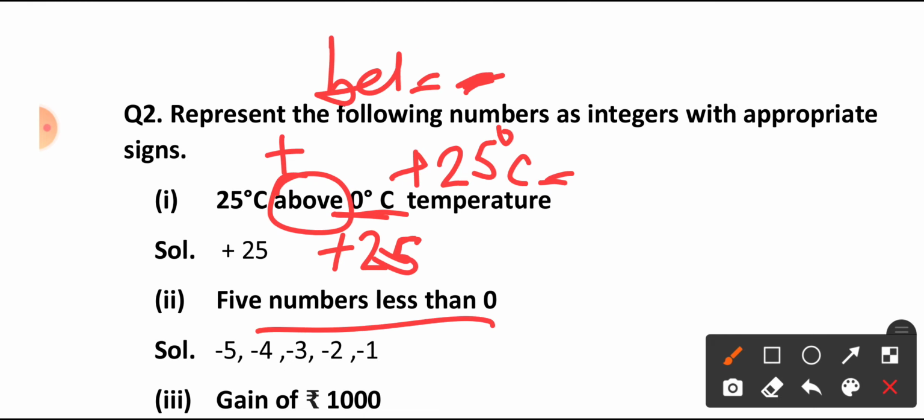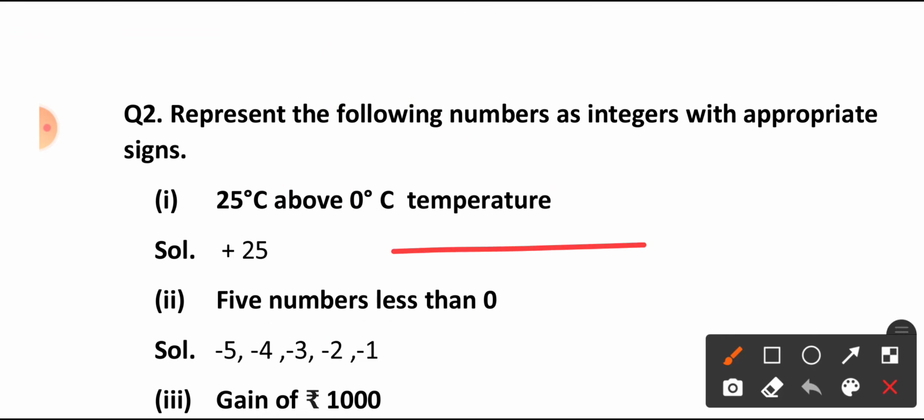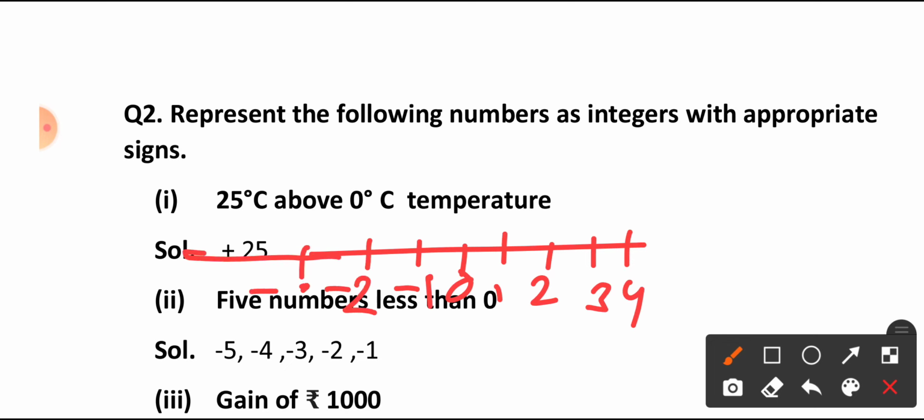5 numbers less than 0. So which are the numbers less than 0 here? As we have seen in our number line, first you have to mark 0, then on the right side positive numbers 1, 2, 3, 4, 5, like this. On the left side, minus 1, minus 2, minus 3, minus 4, minus 5.